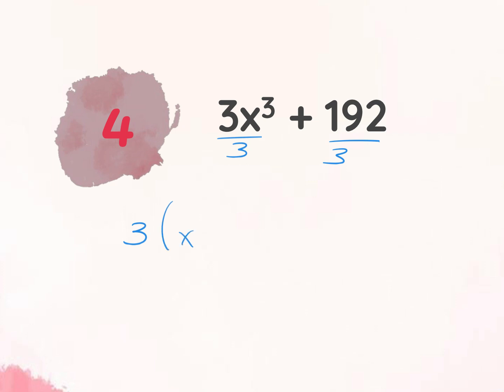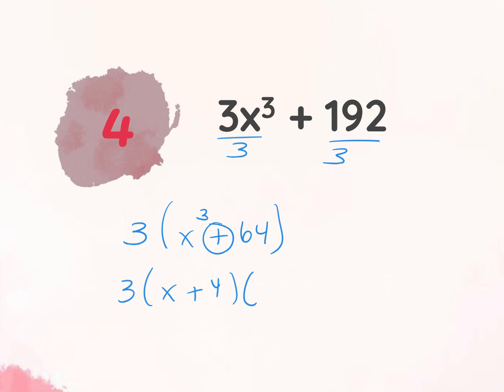So inside here, I'm left with x cubed plus what? 64? 3 goes into 192, 64 times. Good. Now, guys, do you have perfect cubes? Yes. So let's go ahead and do our pattern. What's my a term? X. What's my b term? What times itself 3 times gives me 64? 4. I'm going to have that plus sign in the middle, correct?